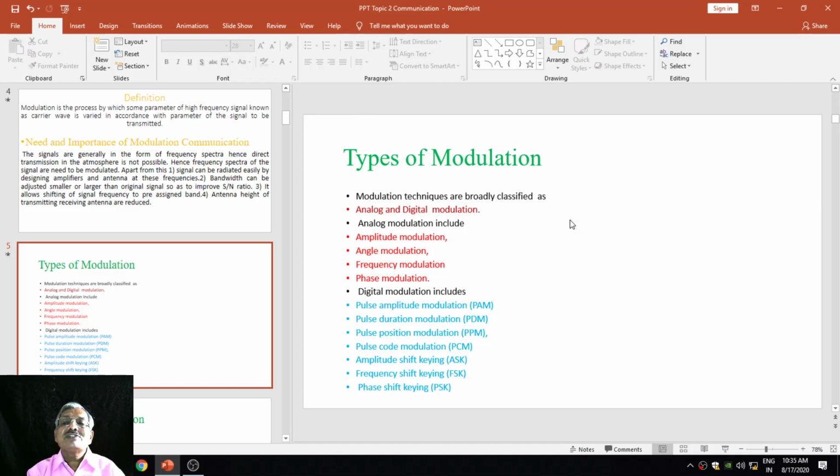Modulations are classified according to the type of signal to be transmitted into two types. One is analog modulation and the second one is digital modulation. In analog modulation, the signal to be transmitted is in analog form, whereas in digital modulation, the signal to be transmitted is in digital form.